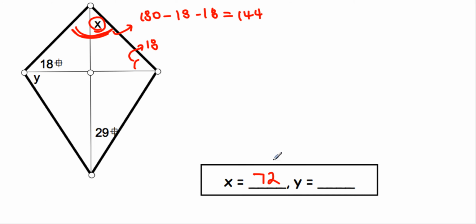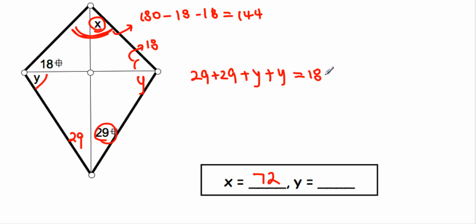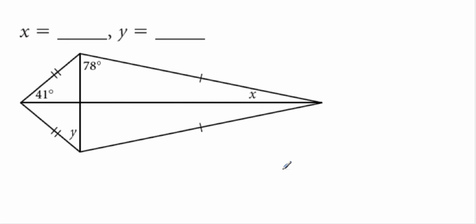How about y? Y is, since this is 29, this is 29 as well. And since this is y, then this is y as well. So we get to see that 29 plus 29 plus y is equal to 180. Or another way for you to do this, since this is perpendicular, you should be able to figure out these are complementary angles as well. One way or the other, we will realize that y must be equal to 61. So 61 degrees. All right, let's look at the next question.